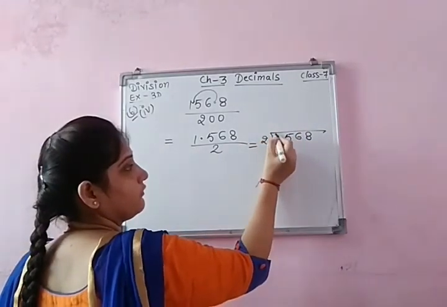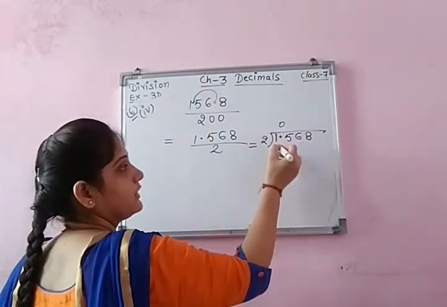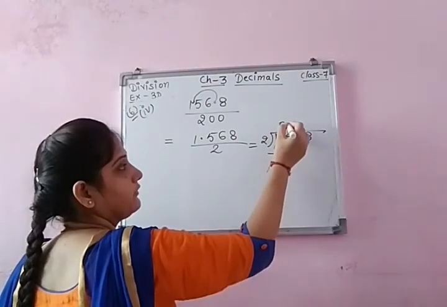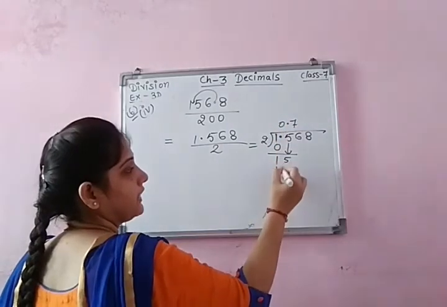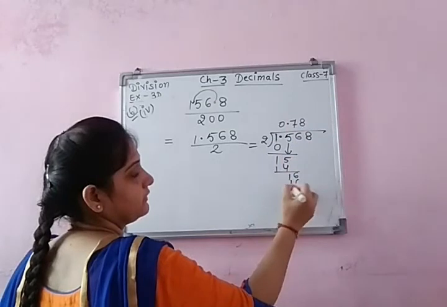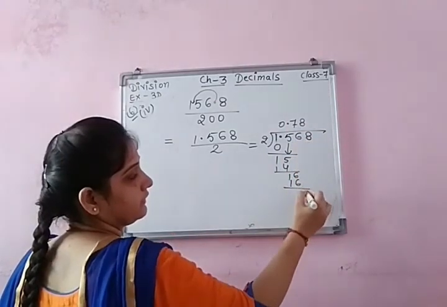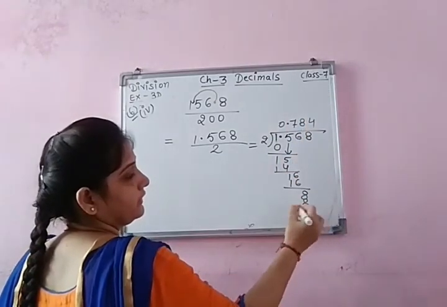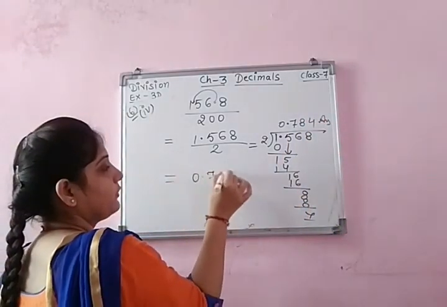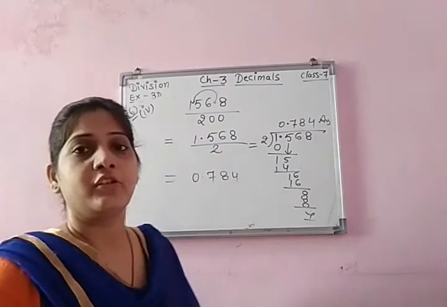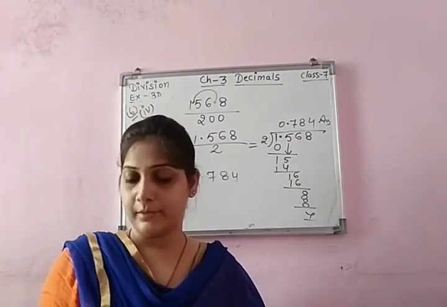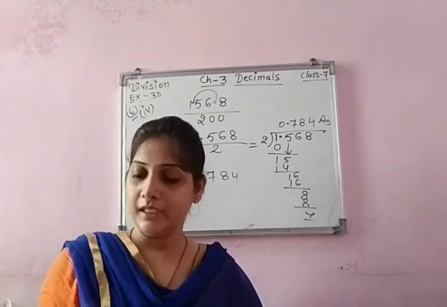So 1 doesn't come in the table of 2. 2 zeros are 0. 1. Write down this 5. Point will be shifted to the quotient. 2 7s are 14. Then 6. 2 8s are 16. And then 8. 2 4s are 8. So in this way we can solve. So what is our answer? 0.784. So we can solve in the same way the remaining parts of question number 5 and question number 6.